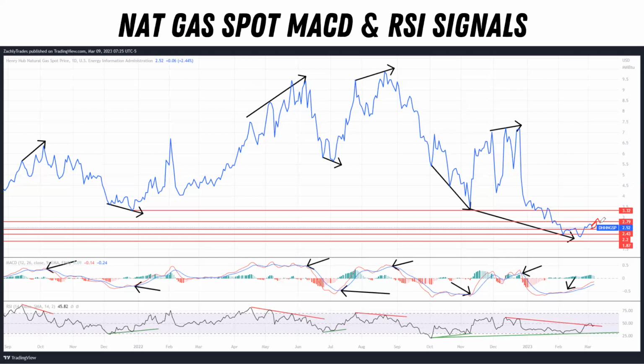Above there, 2.79 is going to be a big resistance level. And above there, I think we could have the potential to come up to 3.32. All right. Now, another thing is that we had this initial bearish divergence. Look at what we've done.